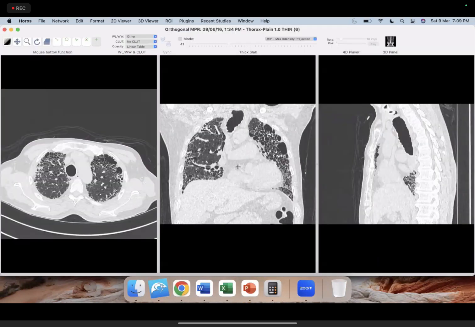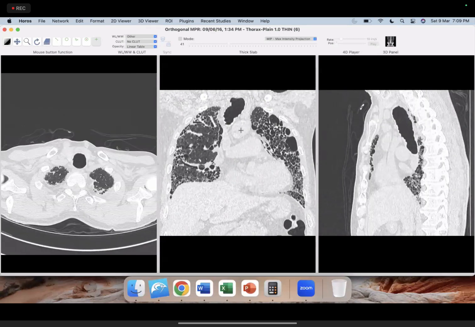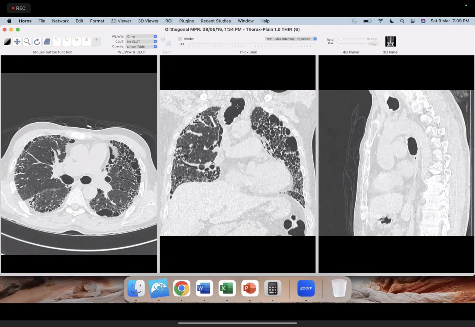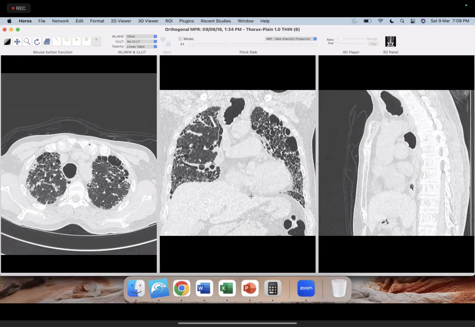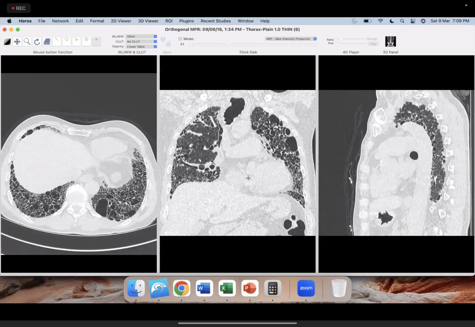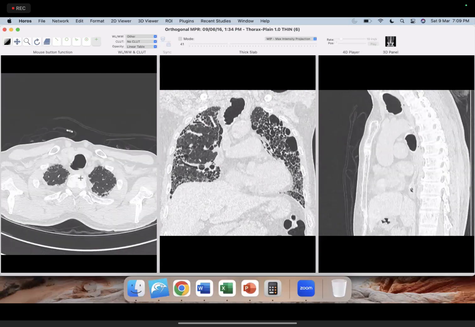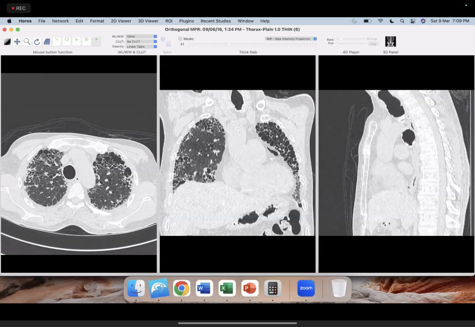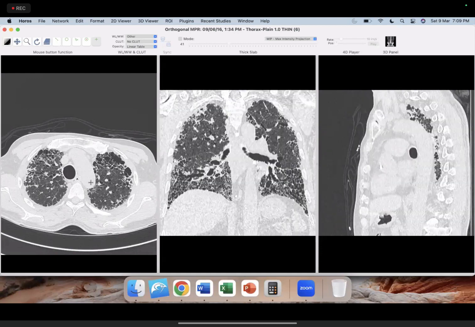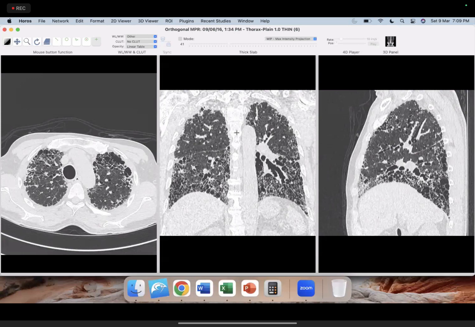So now this is a 56 years old male who presented with 6 months of dyspnea and cough. Now what do we see here? I am scrolling the axial section in a craniocaudal direction. Again going up, just to quickly show you the coronal and the sagittal, right? So what we discussed about the previous case, typical UIP pattern, is this looking the same?